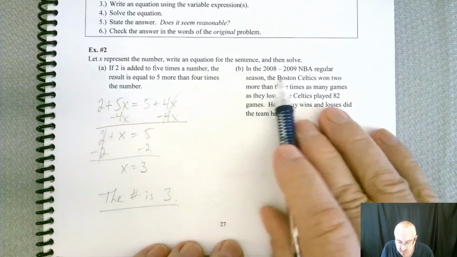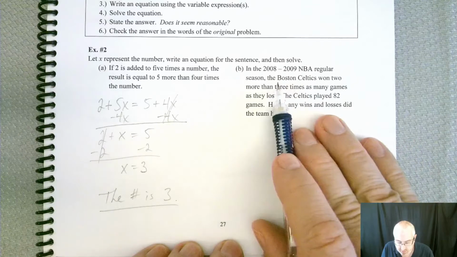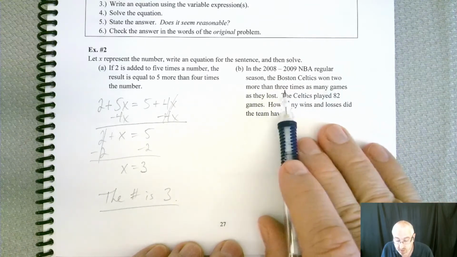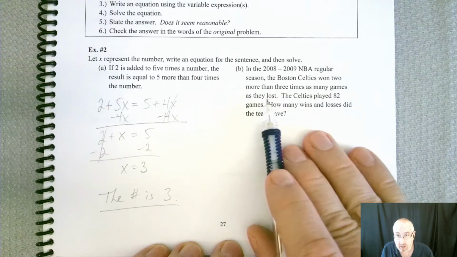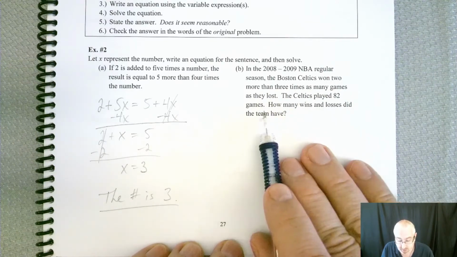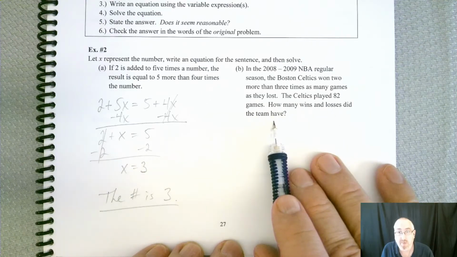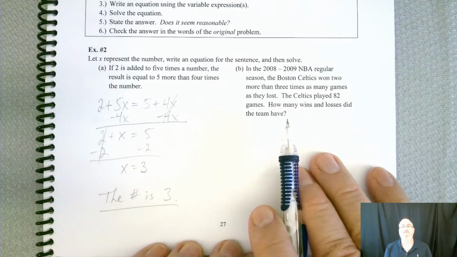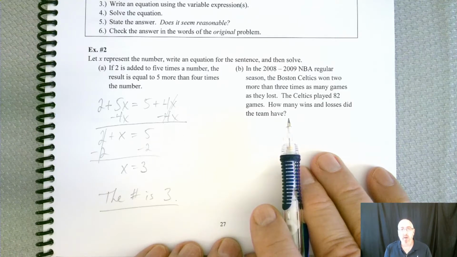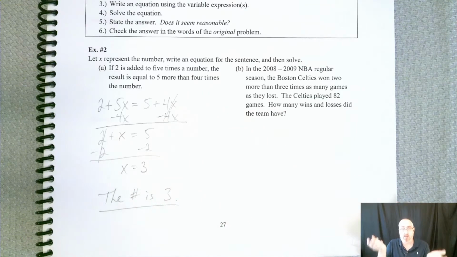In the 2008-2009 NBA regular season, the Boston Celtics won 2 more than 3 times as many games as they lost. The Celtics played 82 games. How many wins and losses did the team have? So the Boston Celtics won 2 more than 3 times as many games as they lost. So they have wins and losses. So they're trying to figure out how many wins and how many losses they have.